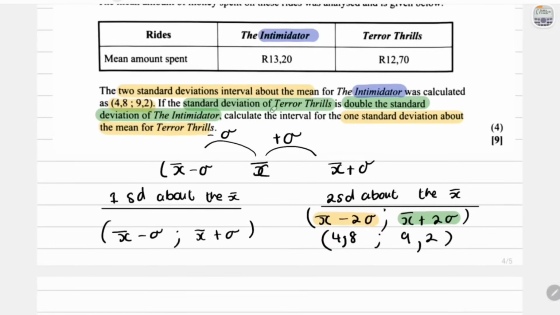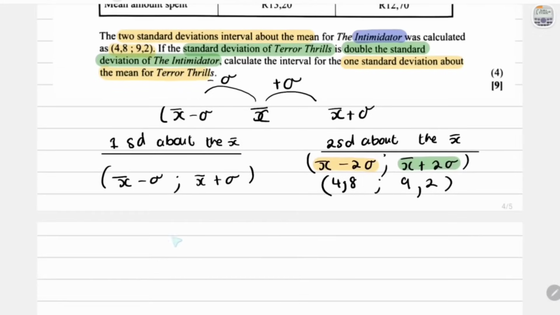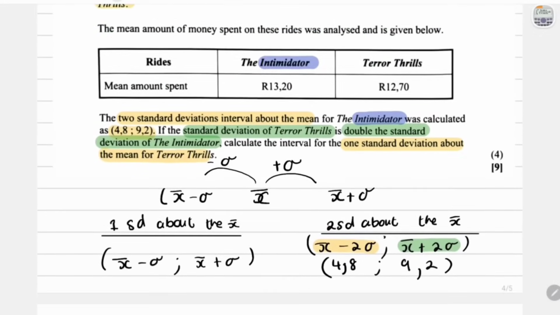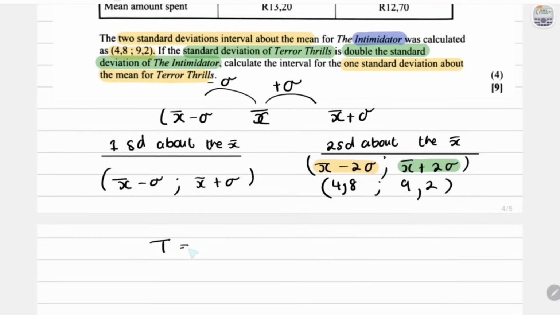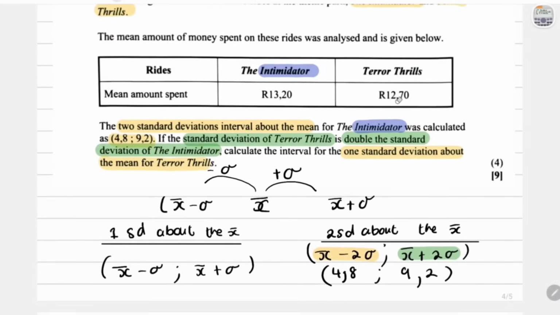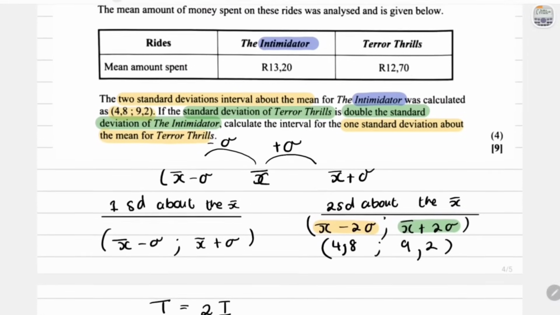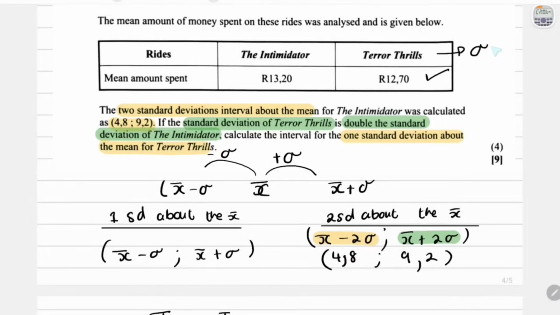Now the question is, if the standard deviation of the terathrills is double the standard deviation of the intimidator. Okay, so it's really just finding those standard deviations. We already know both of their means. But they tell us that if the terathrills, which I'll just call T, is double the standard deviation of the intimidator, then we need to calculate the interval for one standard deviation about the mean for the terathrills. So the goal is to eventually find the standard deviation about the mean for terathrills, meaning you have the mean, you only need the standard deviation of the terathrills. That's all we're looking for.